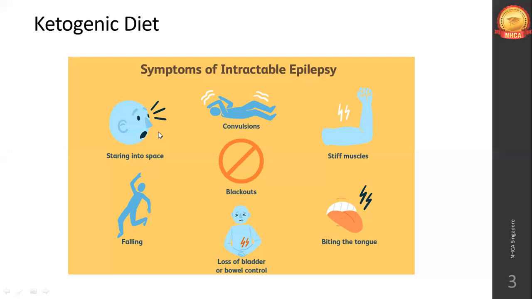Next, coming to the ketogenic diet or keto diet. It's very commonly known nowadays, the ketogenic diet. So why did the ketogenic diet come into existence in the first place? It was not for weight loss. The ketogenic diet was never planned for weight loss.